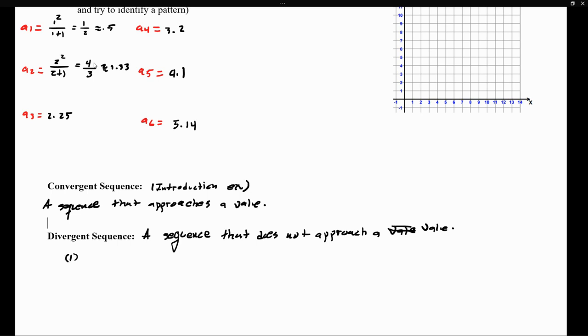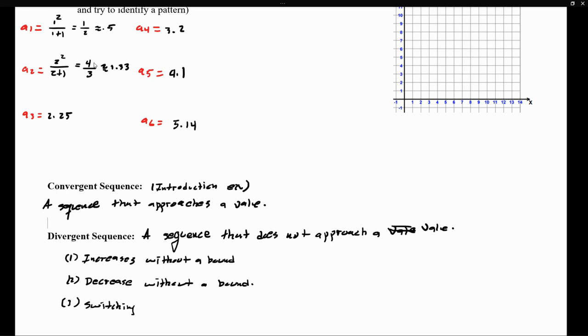And we can have three types of divergent sequence. The first one is that it increases without a bound, which is exactly what we had in the first example. We could also say that it could decrease without a bound. Or the last scenario that we could encounter is that it keeps jumping from value to value, so it keeps switching from one value to another in a cycle.